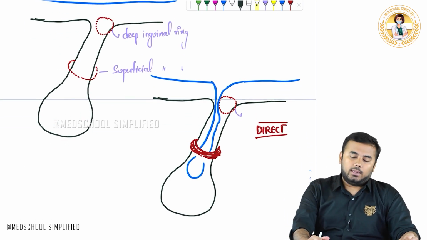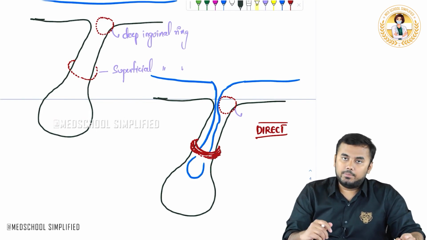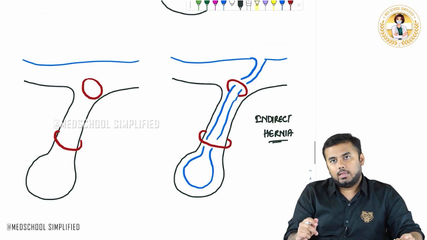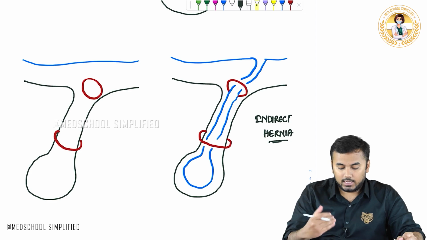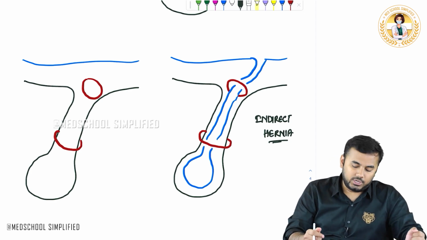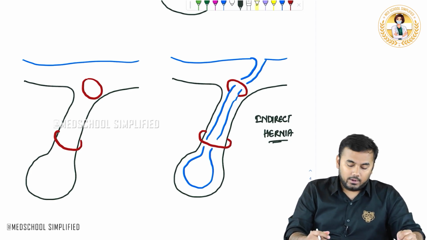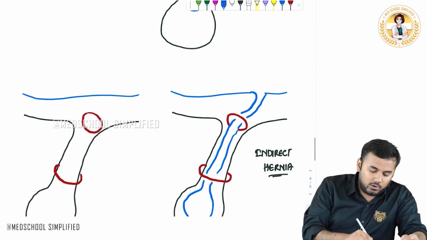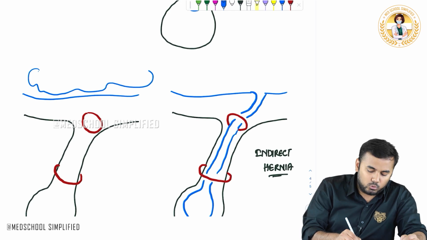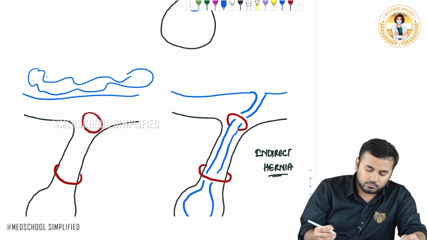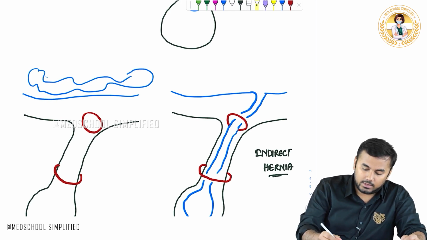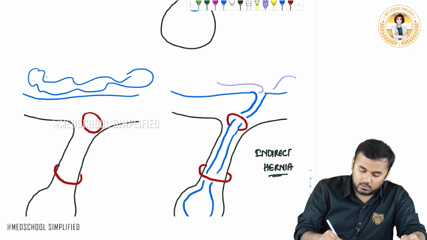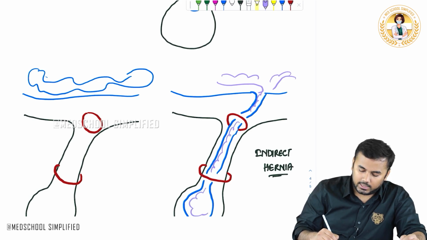So direct inguinal hernia doesn't come in contact with the deep inguinal ring, but in indirect inguinal hernia, first it crosses the deep inguinal ring and then enters into the superficial inguinal ring. Okay, right. And by the way, what is this? These are bowel loops, guys. These are parts of your intestine. These are the bowel loops that are herniating inside like this.